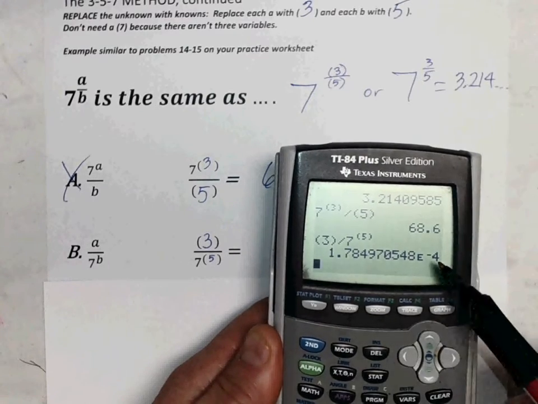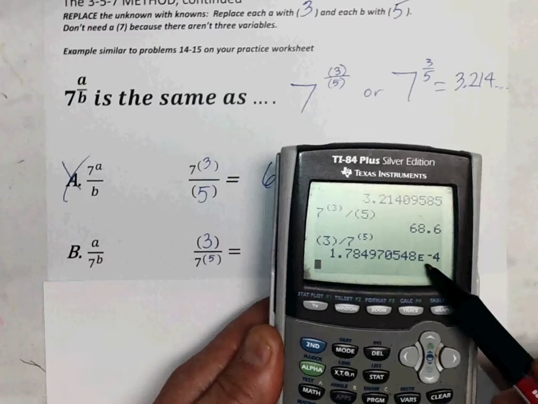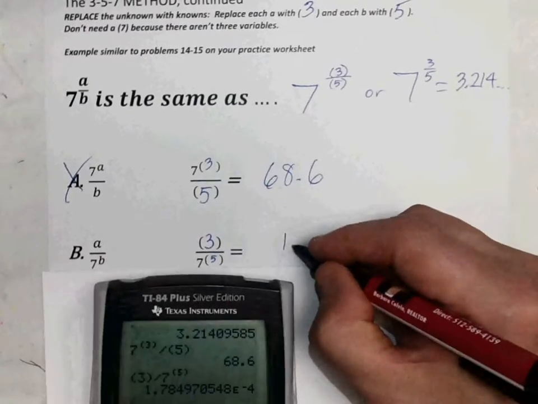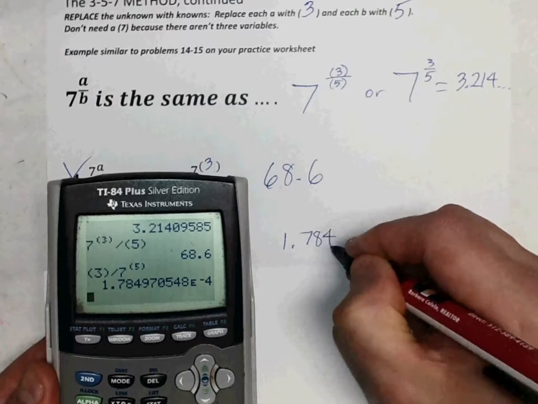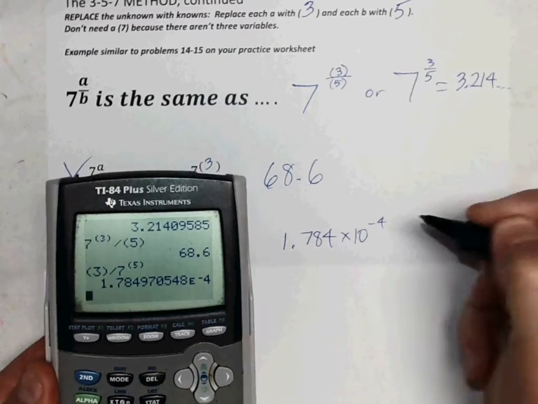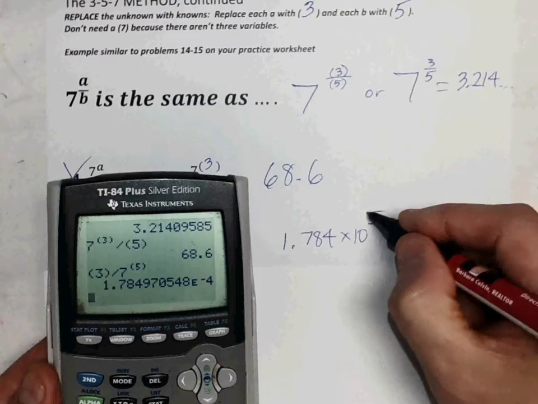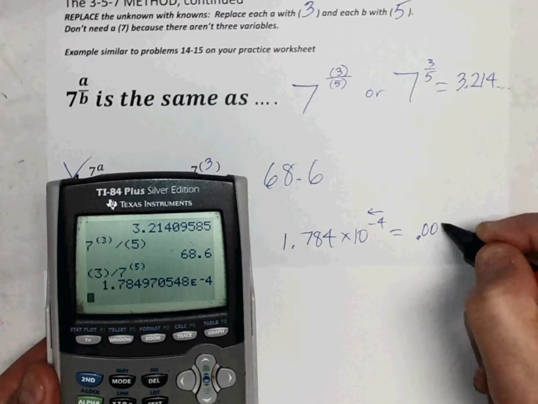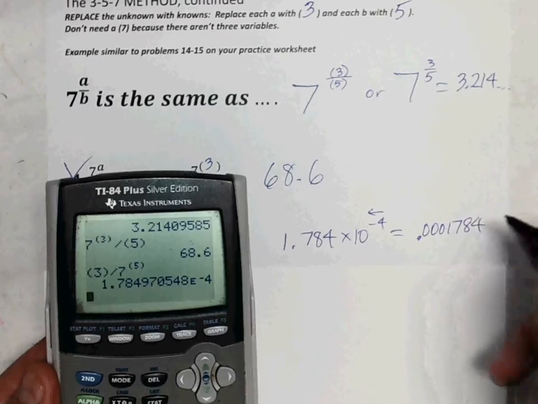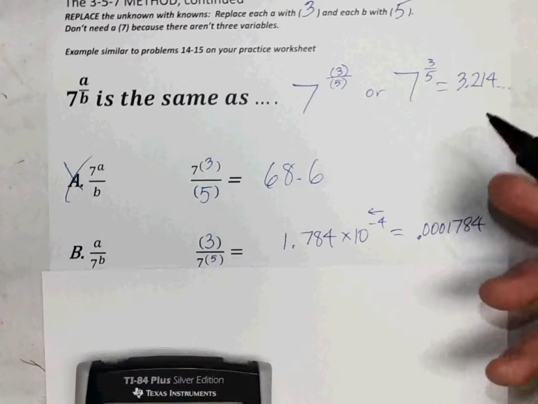I've got something real. This is scientific notation. So this is 1.784 times 10 to the -4th power, which means I move my decimal 4 places, which means that this is 0.001784. Matchy matchy? No.